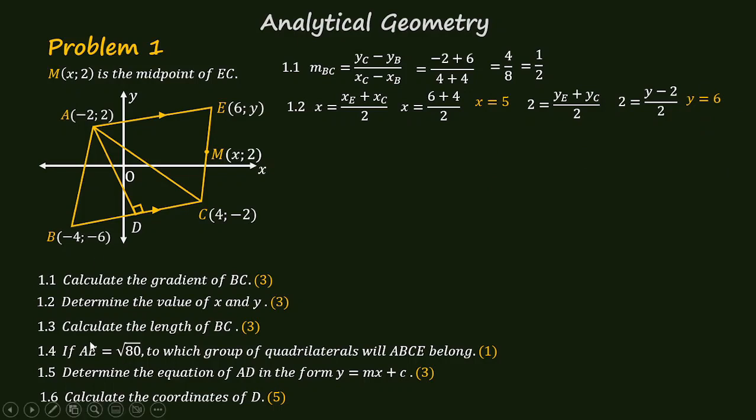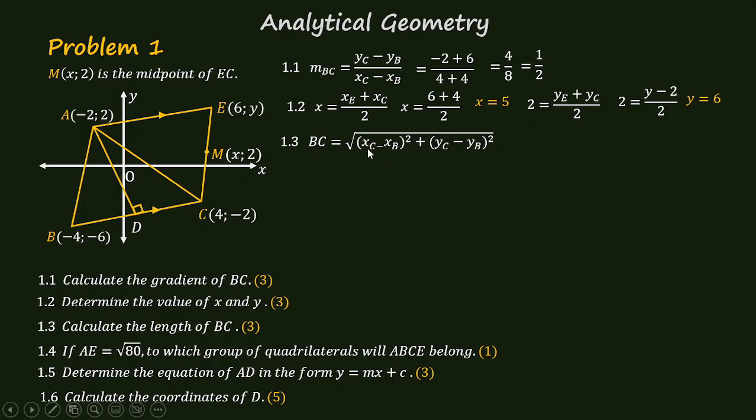The third question says, calculate the length of BC. So this is the distance problem. So we are required to calculate the length of the straight line BC. We know how to find the length of this. We are going to use the formula in this case because BC is obviously not parallel to the x-axis, so we cannot just subtract the x values, and we need to use the distance formula.